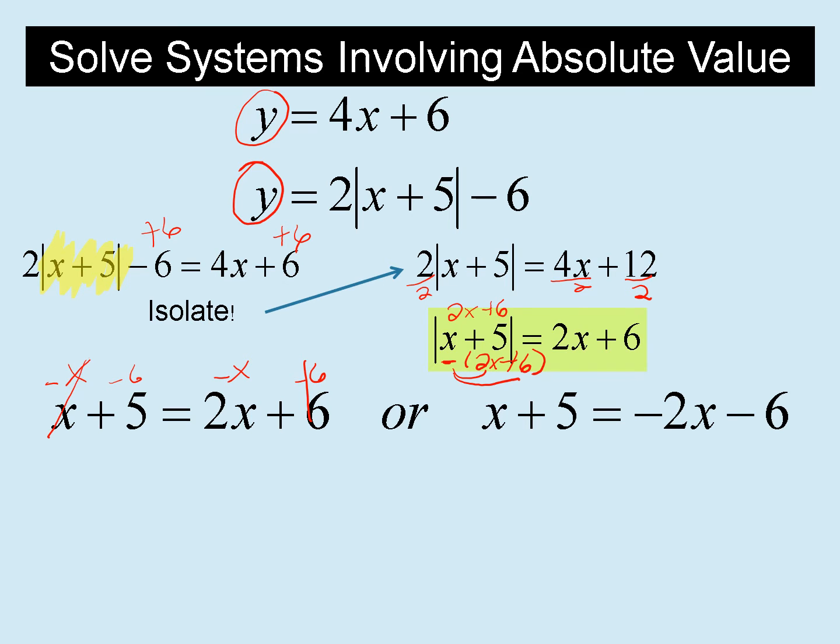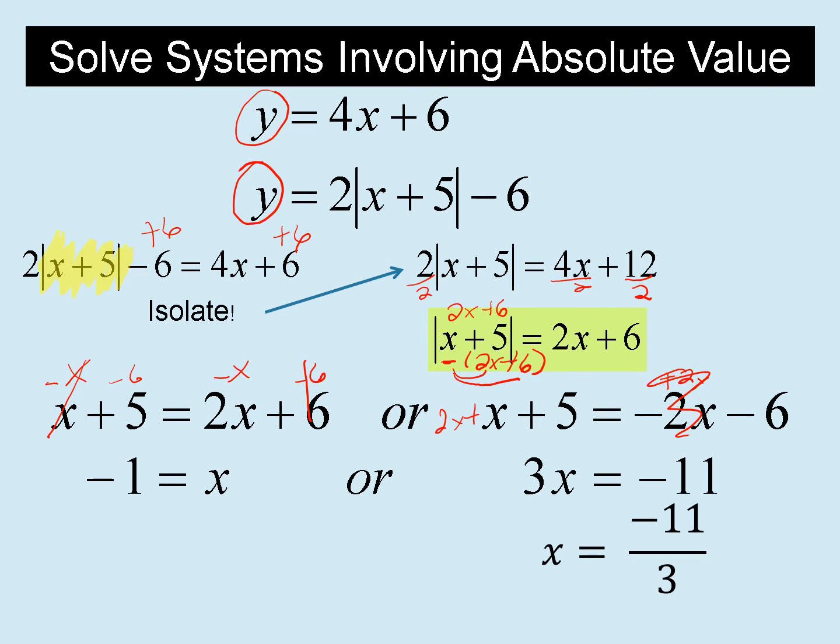Over here, I'm going to add 2x to both sides to cancel this guy out. So that gets me 3x equals negative 11. I then divide by 3, and I get negative 11 over 3.